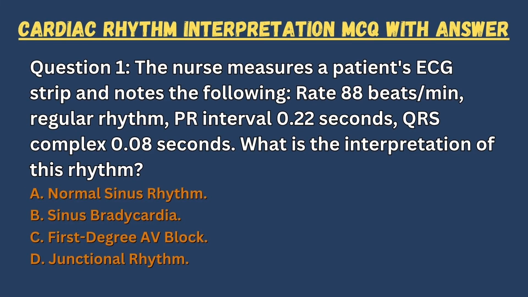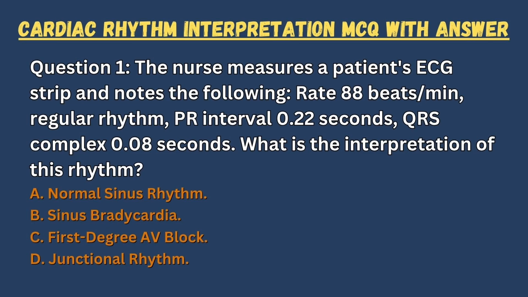Question 1. The nurse measures a patient's ECG strip and notes the following. Rate 88 beats per minute, regular rhythm. PR interval 0.22 seconds. QRS complex 0.08 seconds. What is the interpretation of this rhythm?